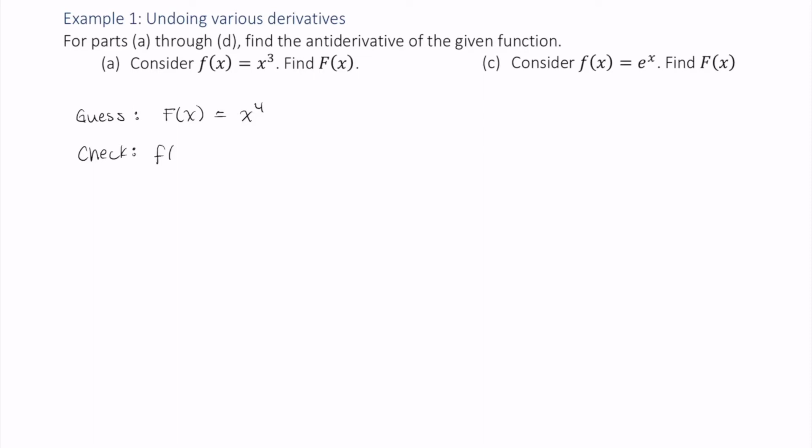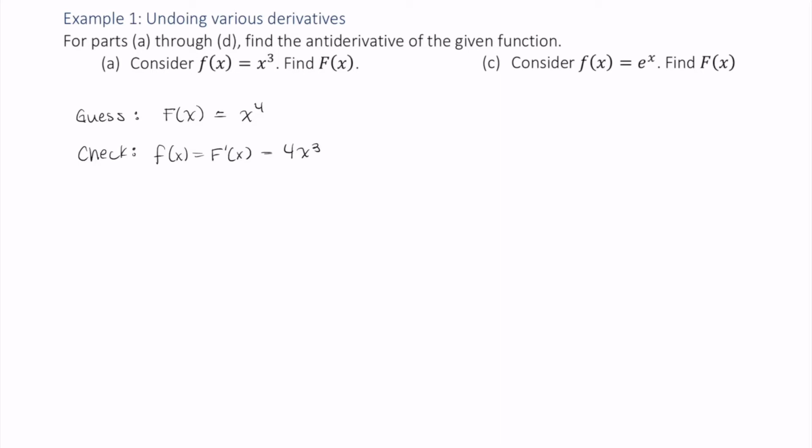Now what I mean by check, little f of x is equal to the derivative of big F of x. And in this case it would be 4x cubed. And then I'm going to ask myself, does this look like this? If you said no, you're correct. We have this extra 4 out front that we don't want at the end.